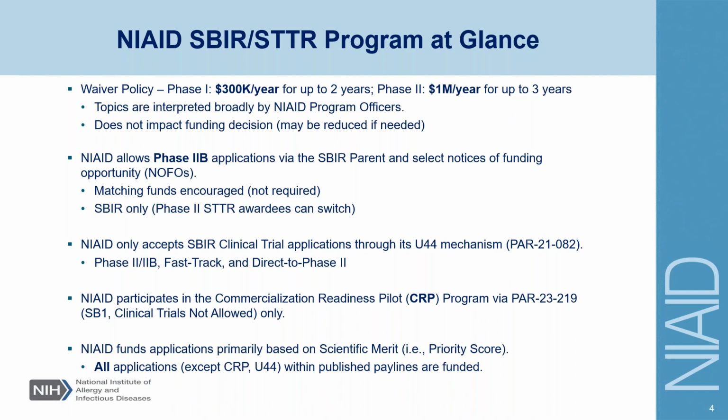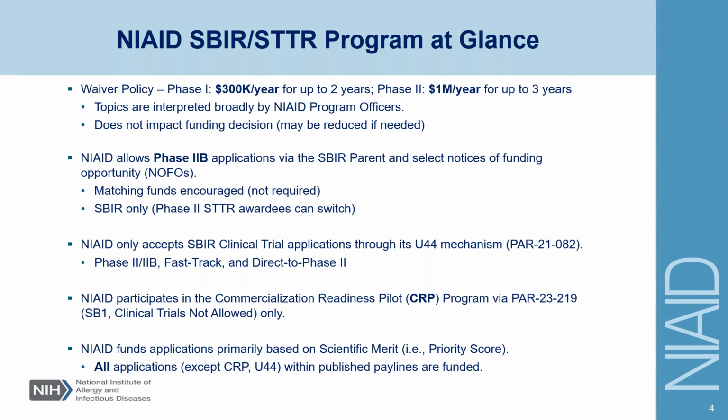However, the budget amount requested should be scientifically justified, and it may be reduced during the peer review process if it is considered not needed. NIAID does allow Phase 2 applications via the SBIR Parent and Select Notices of Funding Opportunities. And for NIAID Phase 2B applications, matching funds are encouraged, but it is not required for your Phase 2B application. And for Phase 2B, it's SBIR only. If you have a Phase 2 STTR award, you would have to make the application type switch to SBIR in order to submit a Phase 2B application.